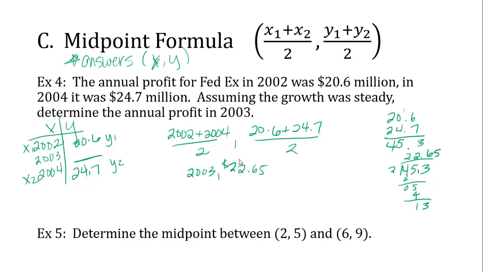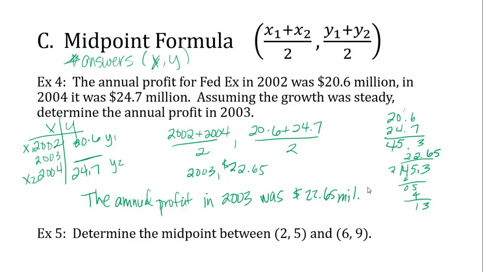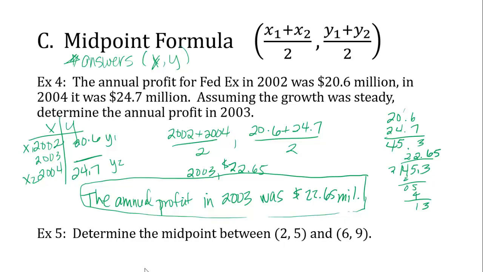Remember, that represents millions of dollars. So any word problems you do in here, we're going to answer in a complete sentence. It doesn't have to be long. Just say the annual profit in 2003 was $22.6 million. And that's all you have to say, but you definitely need to show the work to prove your answer. Okay?